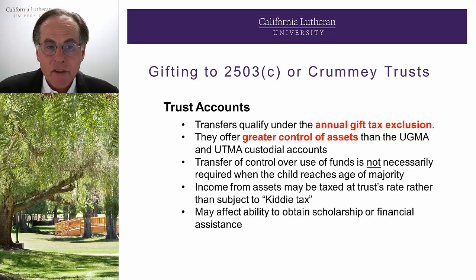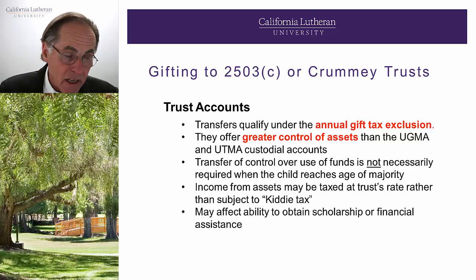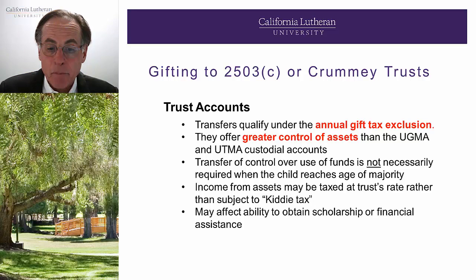The 2503(c) trust and the Crummey trust allow for a transfer of assets that still qualify under the annual gift tax exclusion. General characteristics of these trust arrangements include: They offer greater control of assets than the UGMA and the UTMA custodial accounts. Control over use of the funds is not necessarily required when the child reaches age of majority, whether that's 18 or 21. Income from assets may be taxed at the trust rate rather than subject to the kiddie tax, and these assets may affect the ability to obtain scholarships or financial assistance in the future.